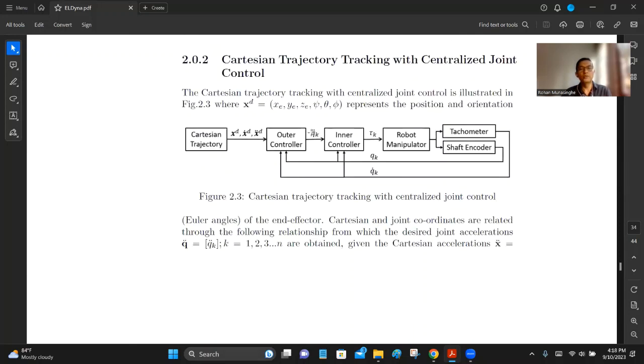Once you have the Q double dot for each and every joint, you can carry it forward through the control diagram in a controller, then generate torques and make sure all the joints follow as close as possible to their planned trajectories. When it's happening, you will see in the Cartesian space also x demand, y demand, z demand, and roll pitch demands are matched very, very closely, right?